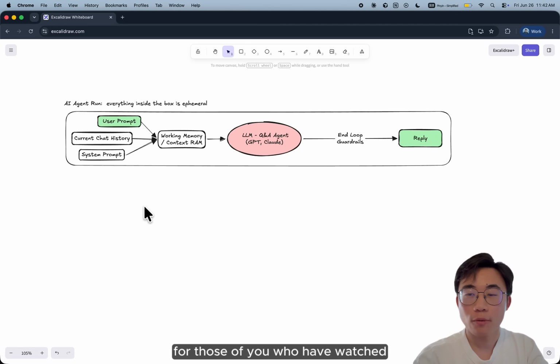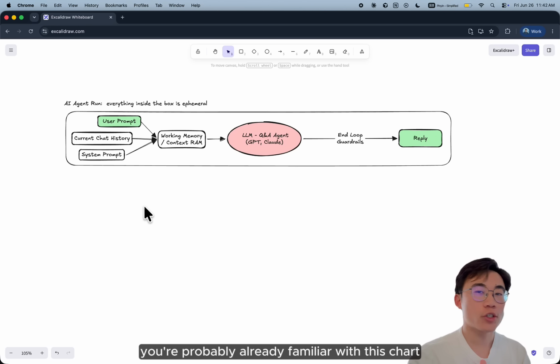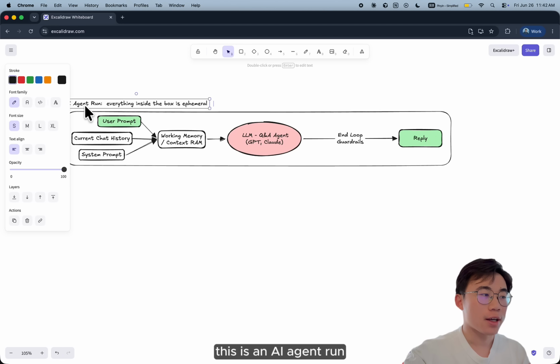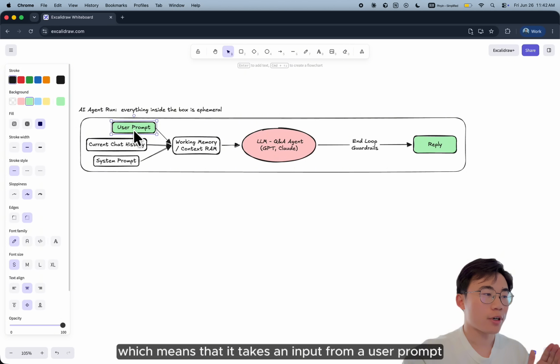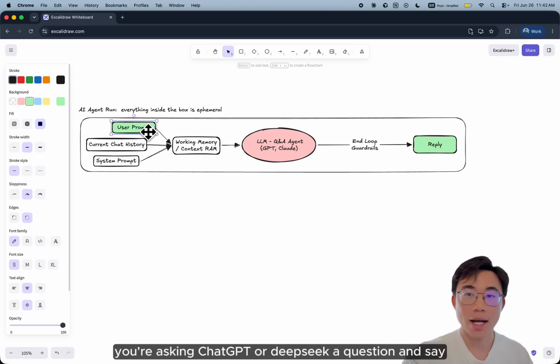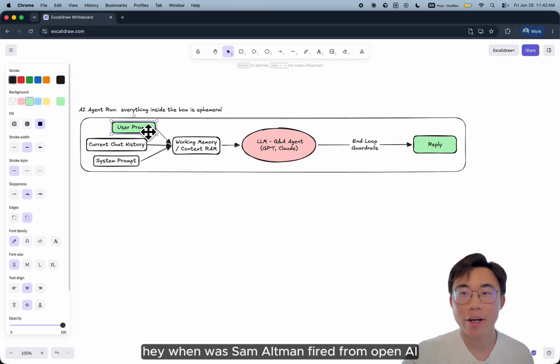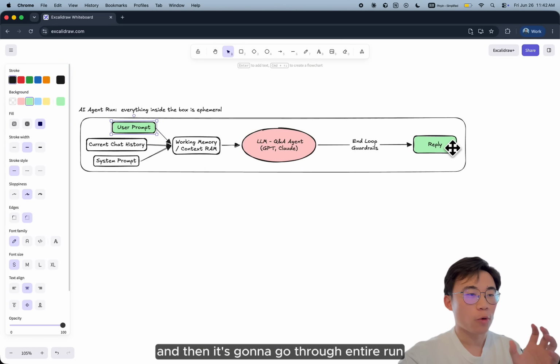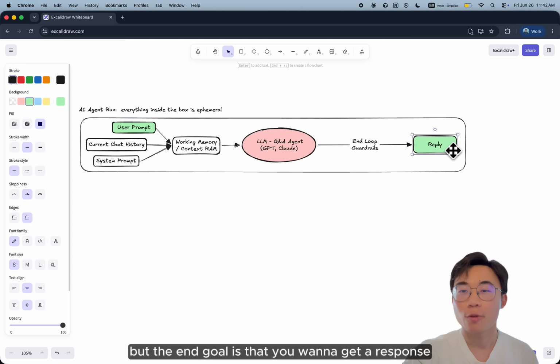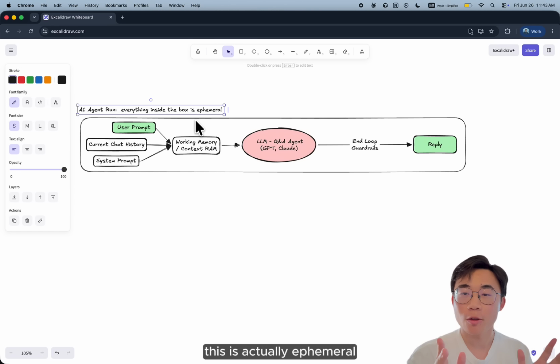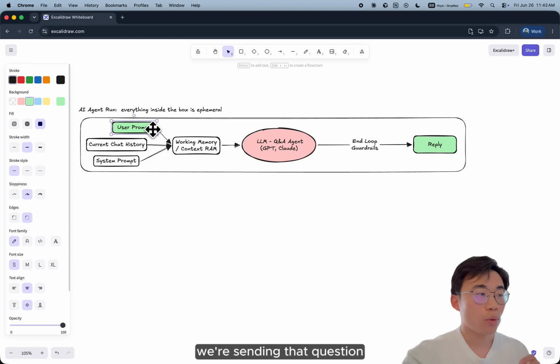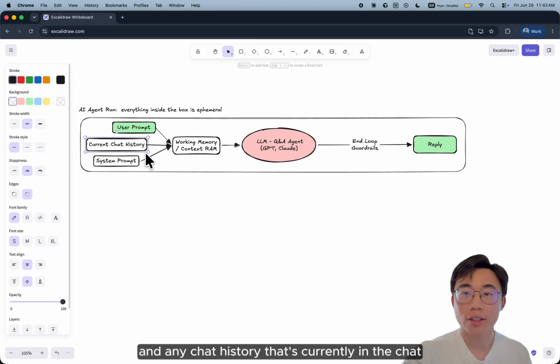For those of you who have watched my previous video on AI agent memories, you're probably already familiar with this chart. This is an AI agent run, which means that it takes an input from a user prompt. For example, you're asking ChatGPT or DeepSeek a question and saying, hey, when was Sam Altman fired from OpenAI? And then it's going to go through the entire run, but the end goal is that you want to get a response. This is actually ephemeral, which means that there's no memory in this at all. We're sending that question, when was Sam Altman fired? And any chat history that's currently in the chat.